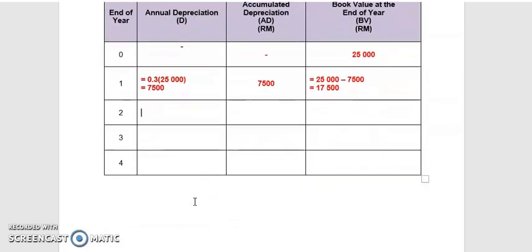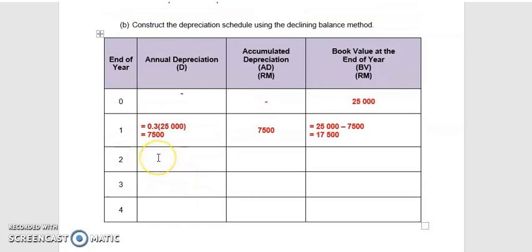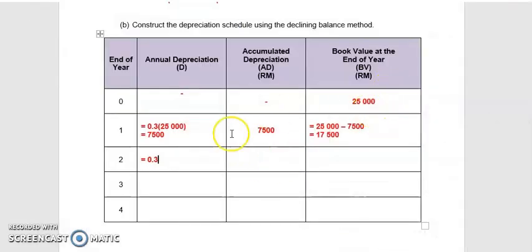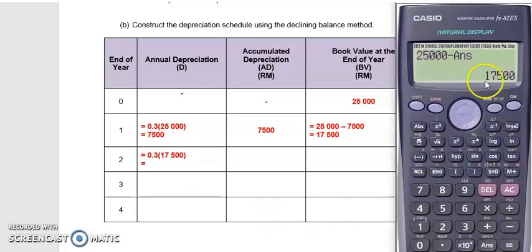Next, year 2, it depreciates another 30%. So 30% from which value? From the previous book value. That's why the formula is D_K. For example, D2 is multiplied by BV1, so 2 minus 1 is 1. I hope you can relate the formula with the depreciation schedule here. So multiply 17,500, the book value of year 1, by 30%. So in the second year it depreciates by 5,250.